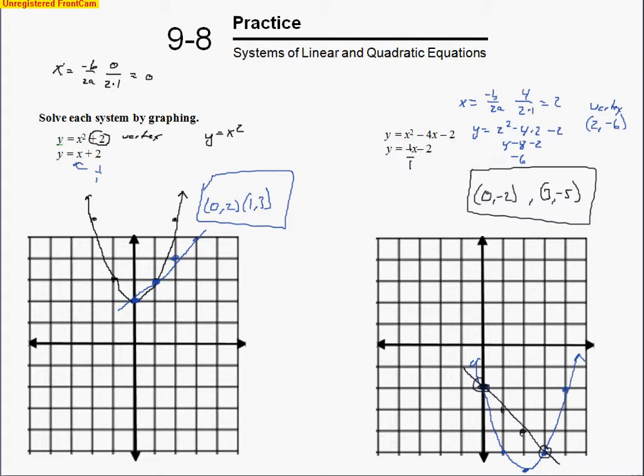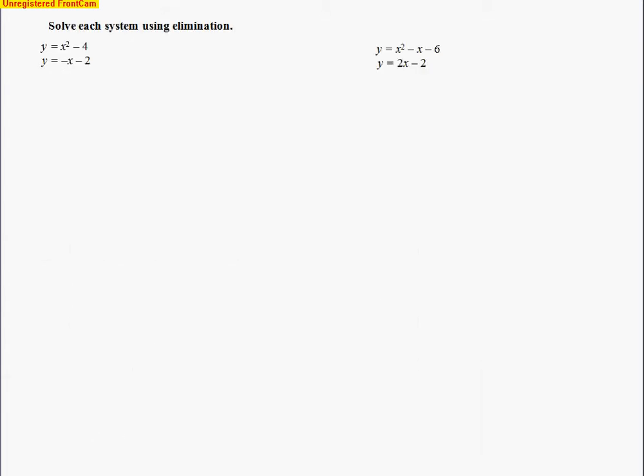Let's take a look at another type of problem we'll see. We can also solve by elimination or substitution. Elimination works pretty well with these problems. I could use substitution by substituting this x squared minus 4 in for y. So I'm going to do both methods. I'll do substitution with one, and I'll do elimination with the other. So this one I'll do substitution with.